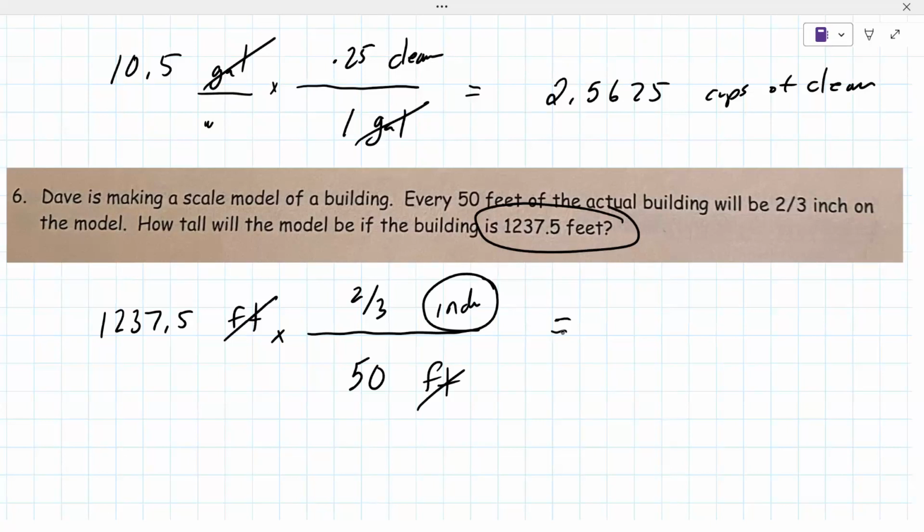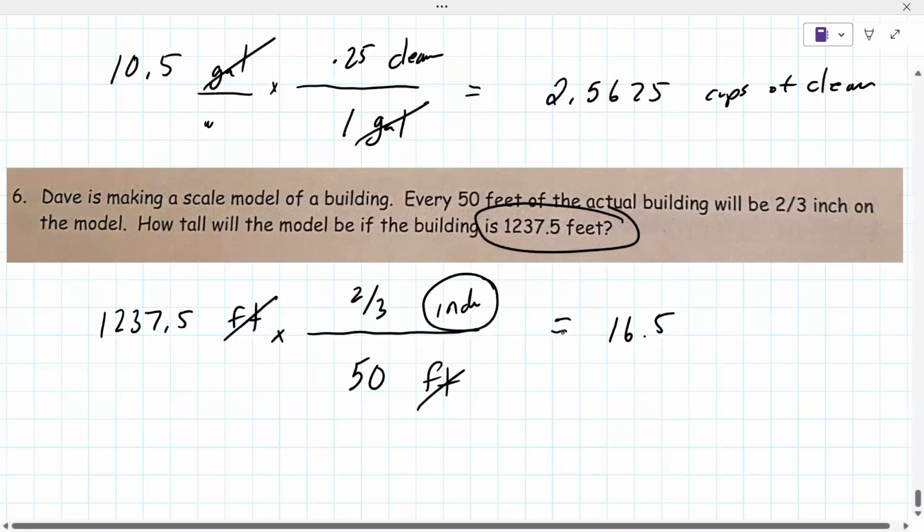Is it 16.5? I'm sorry, did you say 16.5? Yeah, 16.5. Yes. Awesome. There you go. Inches. All right.